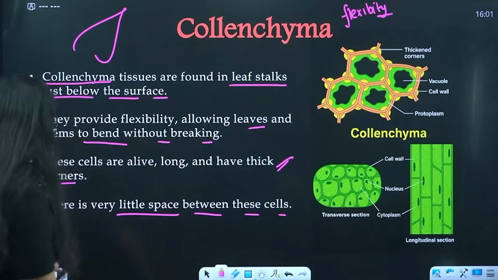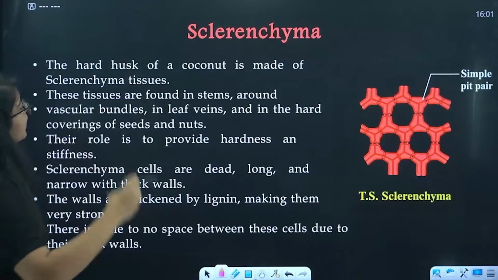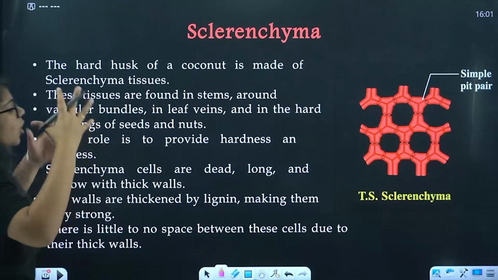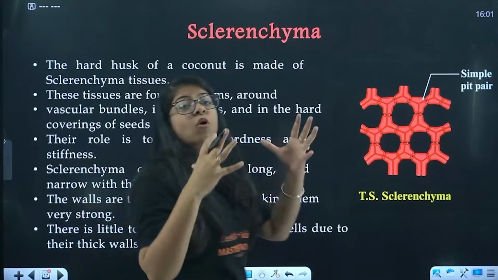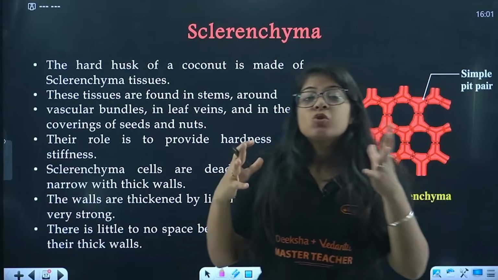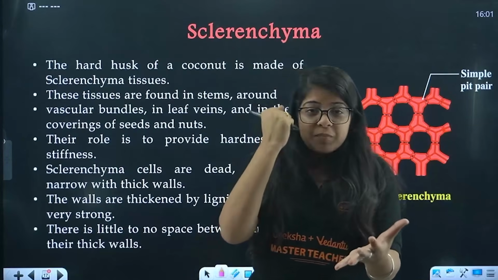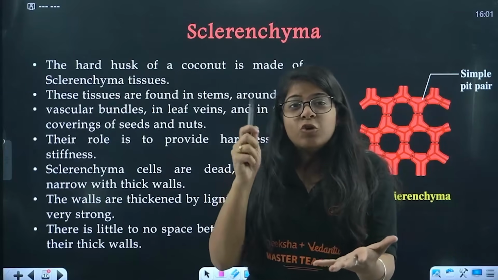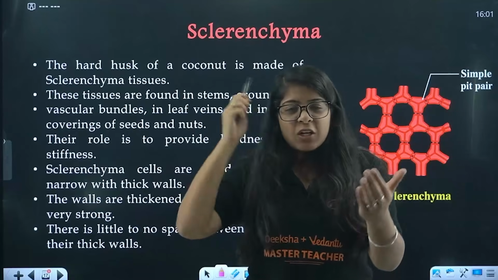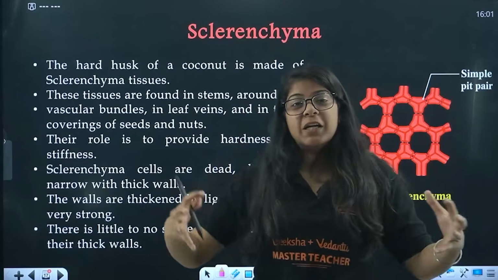Next, third was sclerenchyma. Now, think of the hard husk of coconut. You have coconuts, and you see the outer part is so hard. We sometimes take, we call it hathodi in Punjabi, and we beat the coconut with it and break it, right?